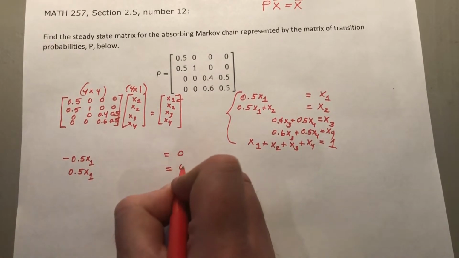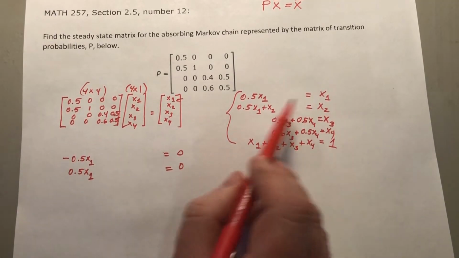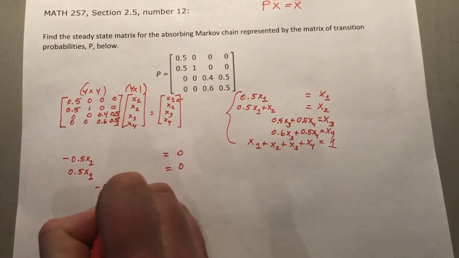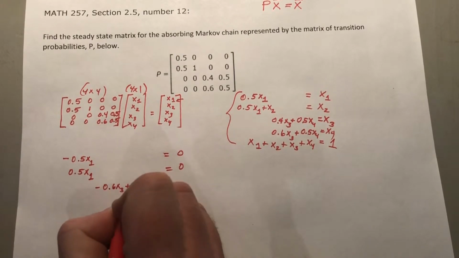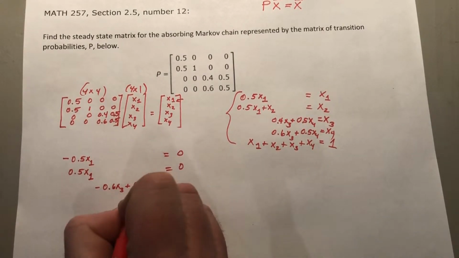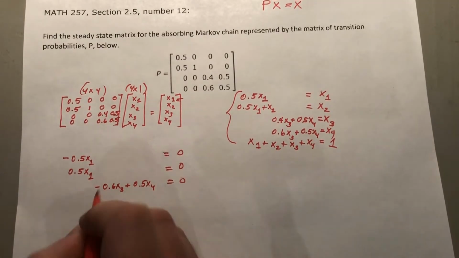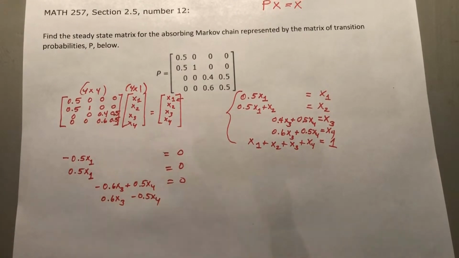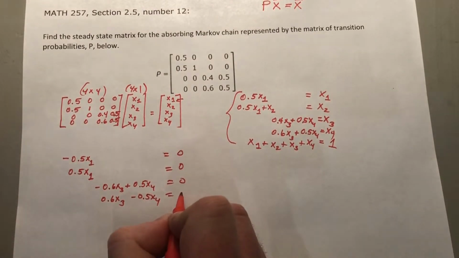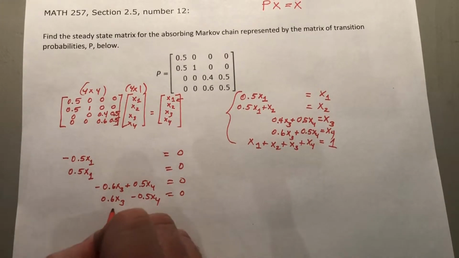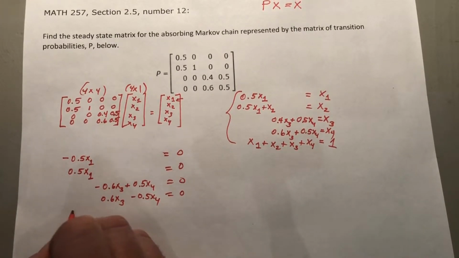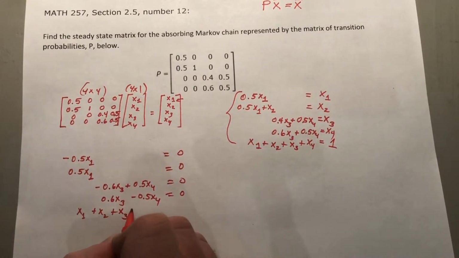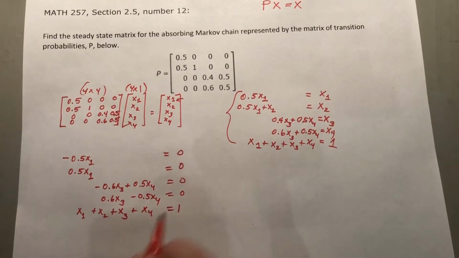The x2's go away because I'm subtracting this x2 from this x2. A negative 0.6 x3 plus 0.5 x4 equals 0. 0.6 x3 minus 0.5 x4 equals 0. And of course we have our original x1 plus x2 plus x3 plus x4 equals 1.